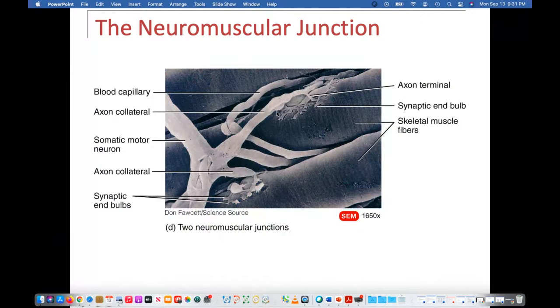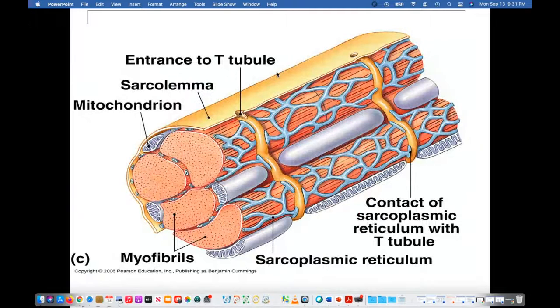So here's another picture of a neuromuscular junction. These, again, are axon collaterals, and at the very, very end, we see an axon terminal. And way at the end is the synaptic end bulb. Okay, this is striated muscle, that is skeletal muscle. So when we look at it again, here, these are the muscle cells or the myofibrils. And look at these myofibrils. There's so many, and they're deep to this structure.